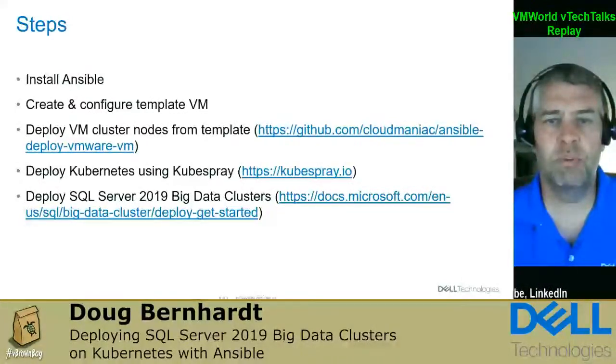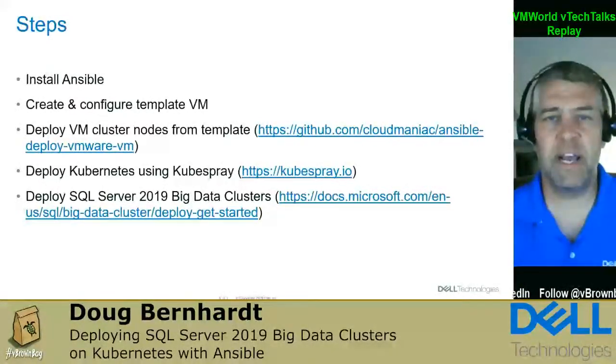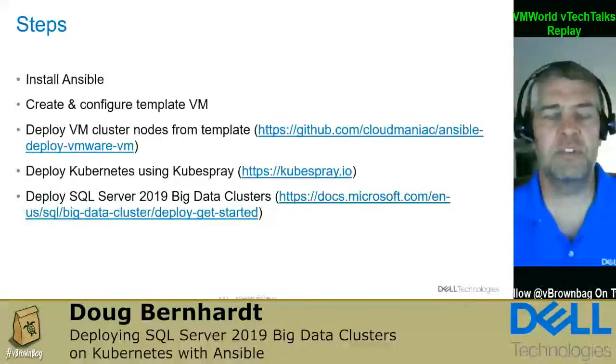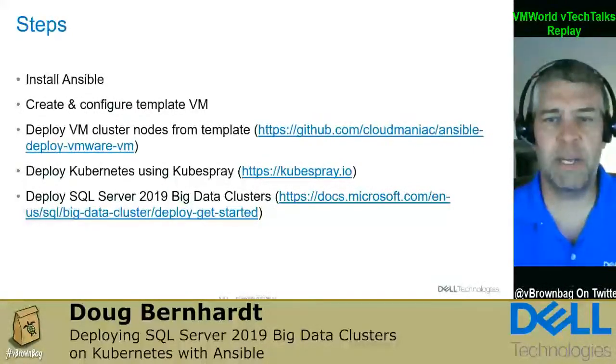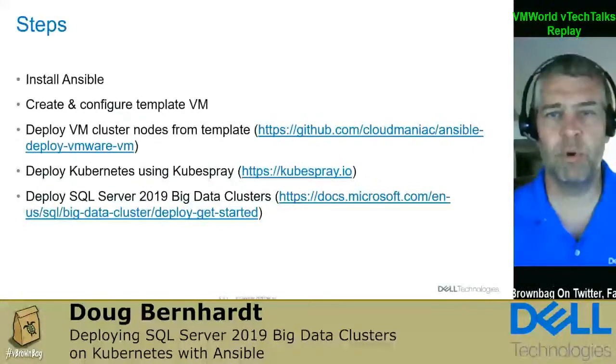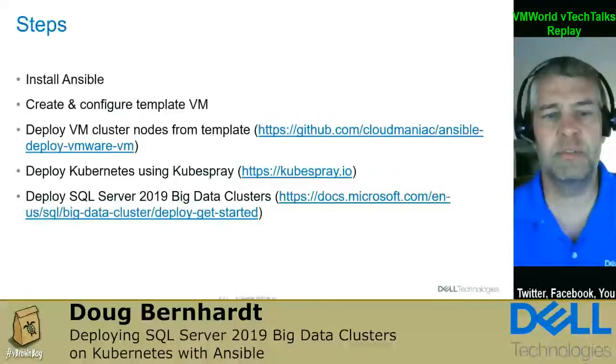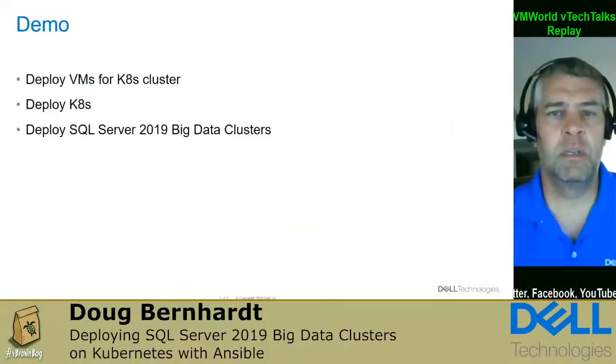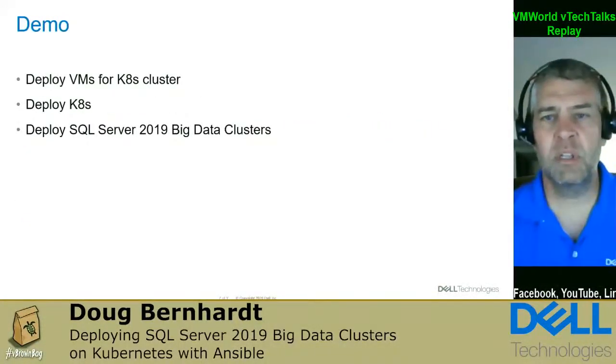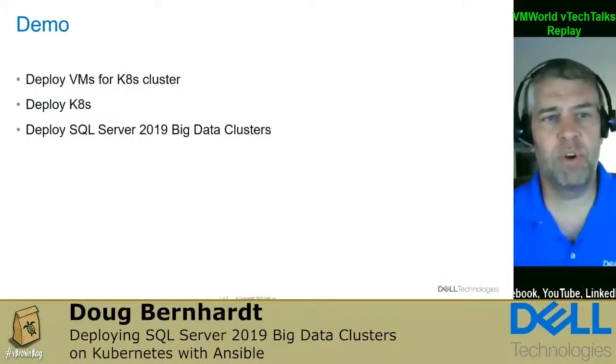Kubespray is a really cool tool because it not only automates the deployment process, but supports a lot of different options such as networking types, cloud providers for storage, Linux distributions and is therefore really customizable by just changing the config parameters. Finally, we can deploy our application, in this case, SQL Server 2019 Big Data Clusters. Now that we've covered the steps, let's quickly walk through a demo of this entire process.